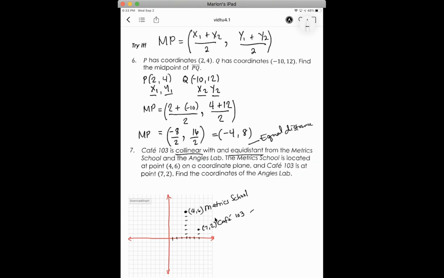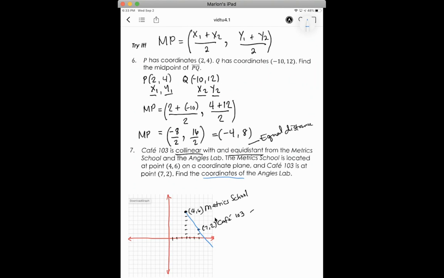So if we're going to draw a line, that will be the line from the metric school to Cafe 103. And of course, the Ingles lab should be somewhere there. So let's take a look at that. It should be a straight line. So this point should be on the same line. But how do we find the coordinates of the Ingles lab?